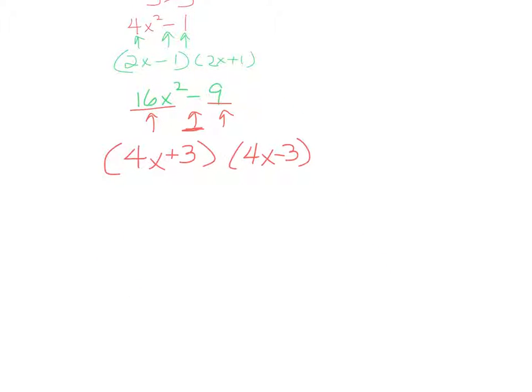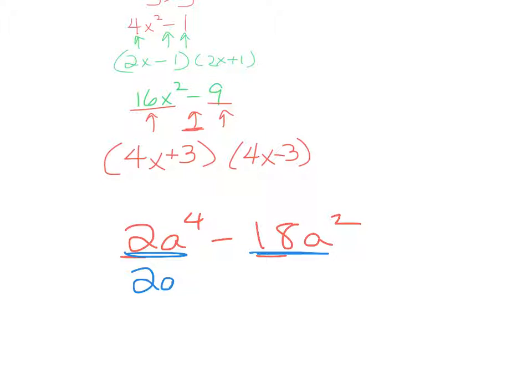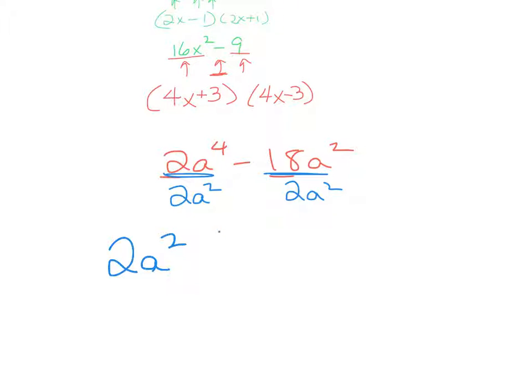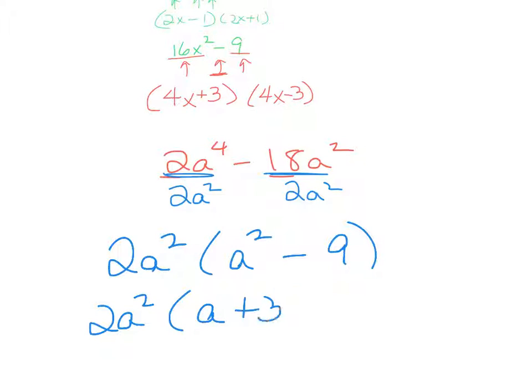Now, also remember, you might get a question where you're going to have to factor a GCF out first. So let's say you have 2a to the 4th minus 18a squared. Always look for a GCF first, because notice these aren't perfect squares. But if I divide them by their greatest common factor, which is going to be 2a squared, then I get the difference of 2 squares that I can actually factor. So then 2a squared, a plus 3, a minus 3. And again, the order of the plus minus does not matter.